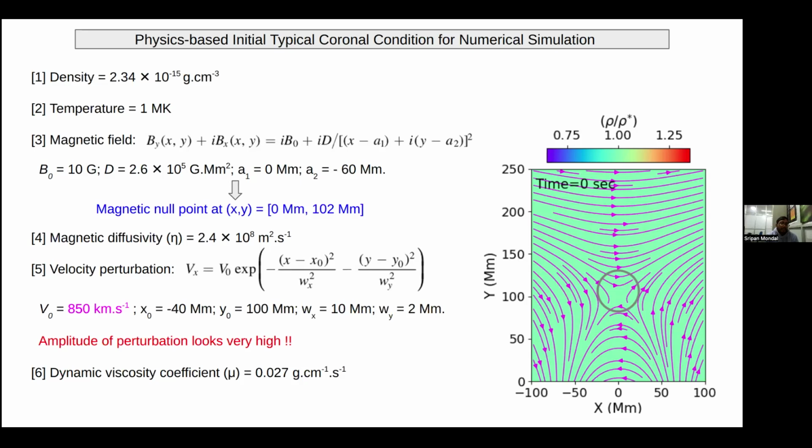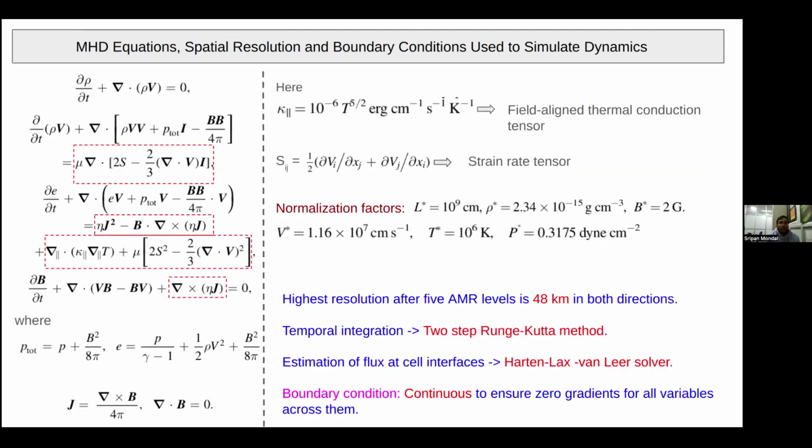Also, since viscosity can have two effects, it can limit the motion of the plasmoids and eventually limit the coalescence process. On the other hand, it can also dissipate the waves generated in our simulation. So we have considered the viscosity also. Now, with all these initial conditions, we basically solved this set of MHD equations to simulate the entire dynamics.